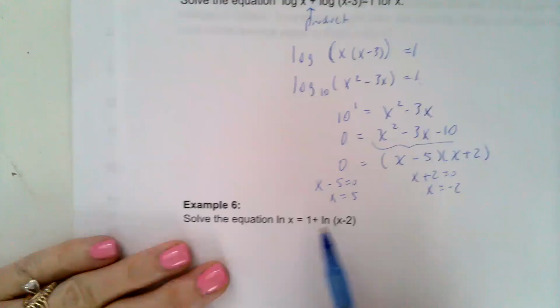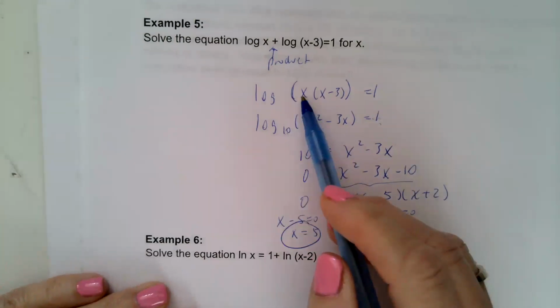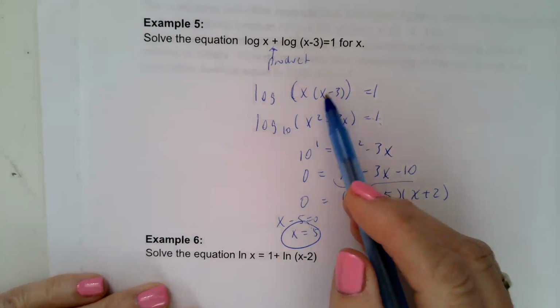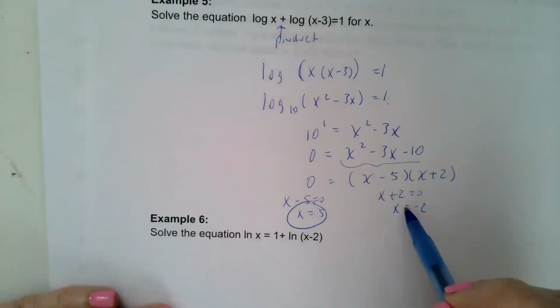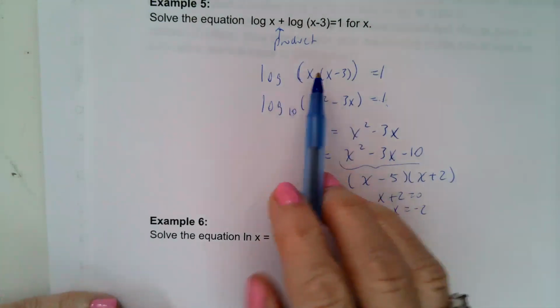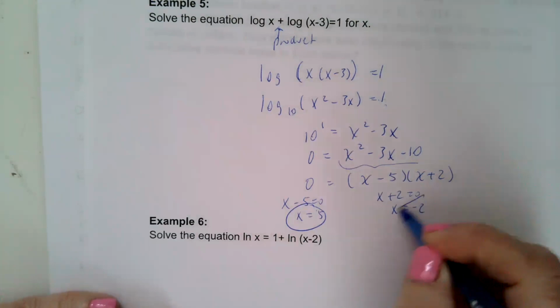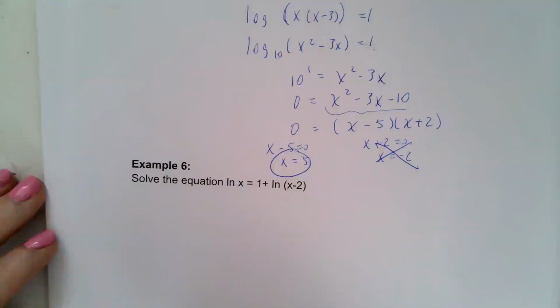So 5 is okay, because if I put 5 in for x, I can take the log of 5, and I can put 5 in for x here, and I can take the log of 5 minus 3, which is still the log of a positive number. But if I put -2 in, I can't take the log of a -2, and I can't take the log of a -5. So that one has to be excluded. So make sure you're noting what ones have to be excluded.